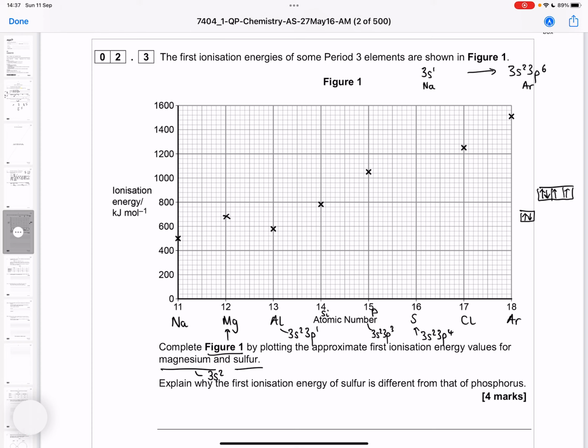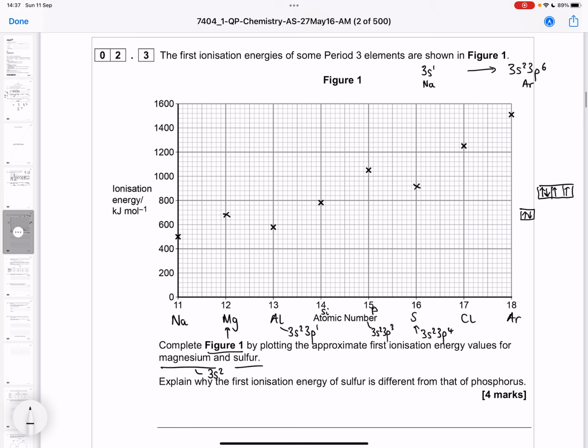Just rub those little marks out. I'm going to put my cross somewhere here in between those two. So we get this pattern of up, dip for the new subshell, carrying on up, dip for pairing in a p orbital, carrying on up. This is a standard shaped curve.